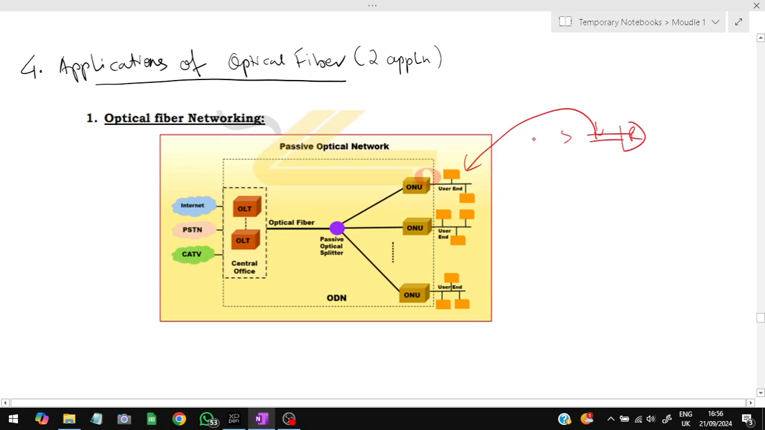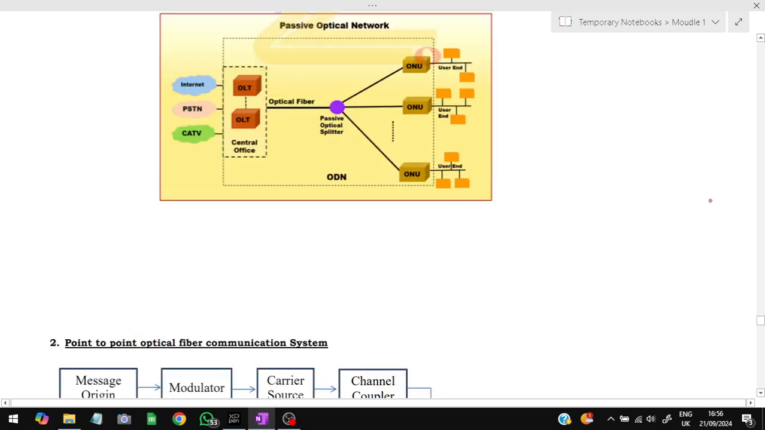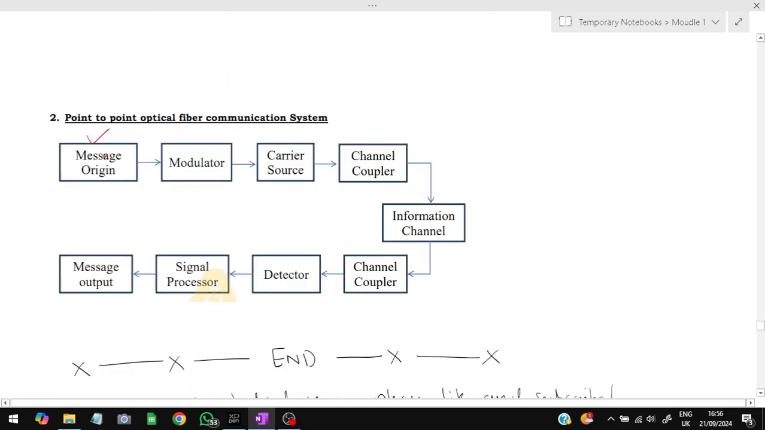Next, we have the point-to-point optical fiber communication system. This is a step-by-step process of how information gets transferred from the source to the destination. This is the message origin. Here the message gets generated. The modulator will remove the unwanted things, and the carrier source will carry it and encode it into the proper format, either analog or digital. The channel coupler will transfer the information to the information channel. This is the optical fiber present here, and from there it will go to the channel coupler.